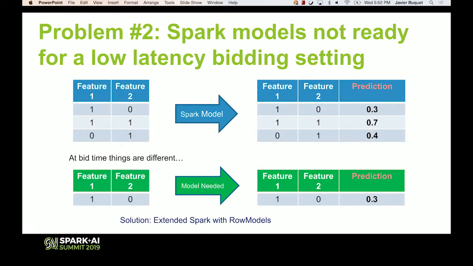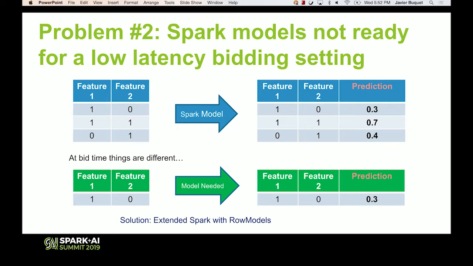The second problem we had, and we share a lot of these problems with the earlier presentation by Uber, is that the Spark models were really not ready for a low latency bidding setting. Spark is great at constructing predictions given an entire data set. So if you receive an entire data set, you will get predictions for all the rows in your data set.